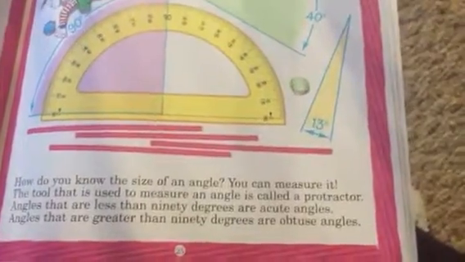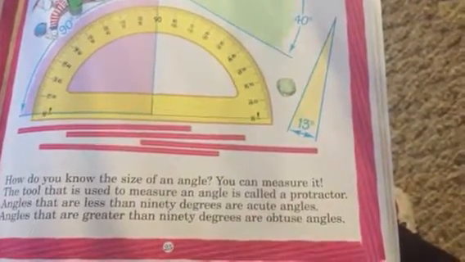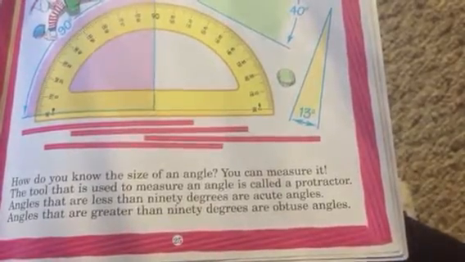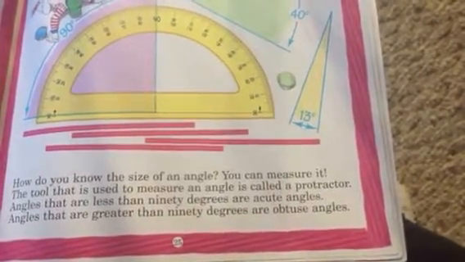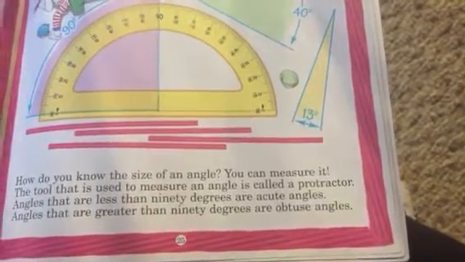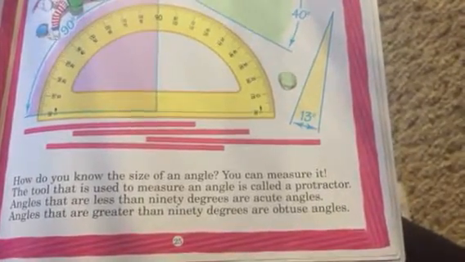Protractor. How do you know the size of an angle? You can measure it. The tool that is used to measure an angle is called a protractor. Angles that are less than 90 degrees are acute angles. Angles that are greater than 90 degrees are obtuse angles.